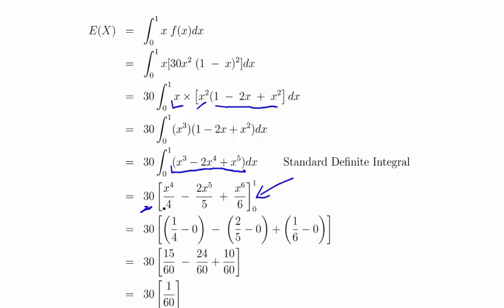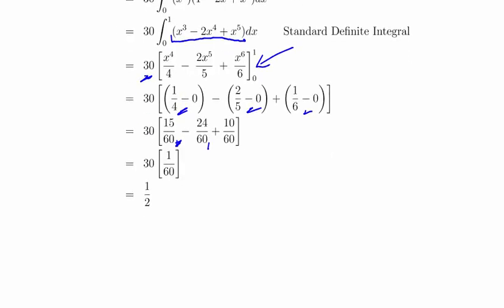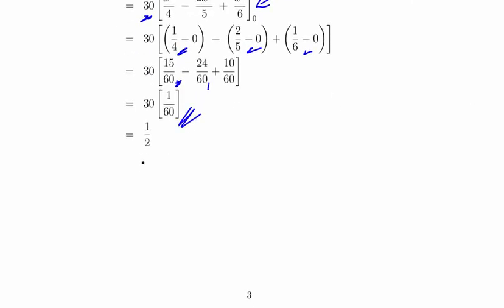We know that k here is equal to 30, so really just leave that out until we're ready. So we have 1/4 minus 2/5 plus 1/6. Let's rearrange it algebraically so we can make it a bit clearer, putting everything over 60. So we get 15 over 60 minus 24 over 60 plus 10 over 60. Essentially that's 1 over 60. So the expected value there is 1/2.